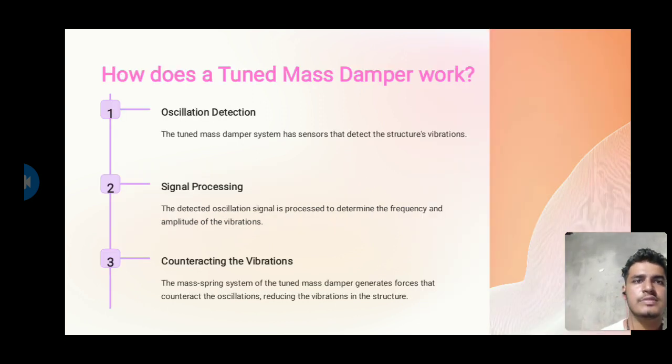Next, how does the tuned mass damper work? First, oscillation detection. In this, the tuned mass damper system has sensors that detect the structure's vibrations. Then the signal processing. The detected oscillation signals are processed to determine the frequency and the amplitude of the vibrations. The third is counteracting the vibrations. In this, the mass-spring system of the tuned mass damper generates forces that counteract the oscillation, reducing the vibration in the structure.